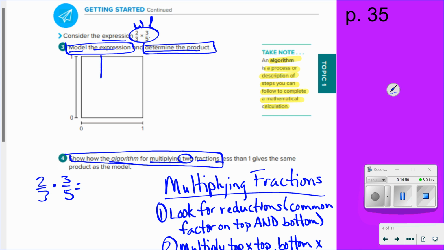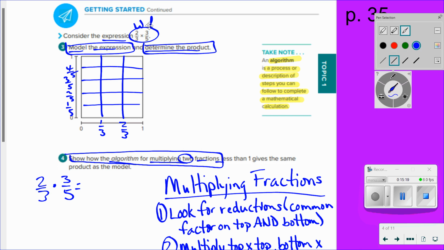So I would break this 2/3. So that's 1/3, 2/3. The other way is now our 3/5. So I'm breaking this one into fifths. So 1/5, 2/5, 3/5, 4/5. If you did it the other way, it's okay. You would have come up the same. So here's where our highlighters come in. So we do two different colors. So the 2/3 is saying, okay, I did 2 of the 3 going this direction, correct?